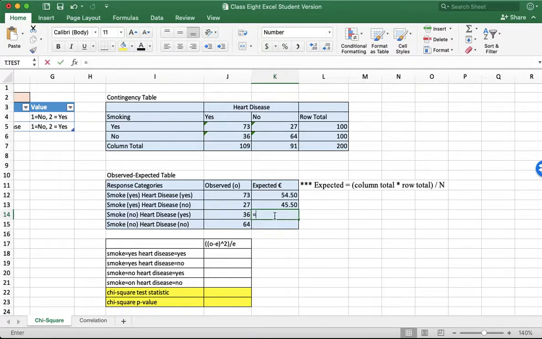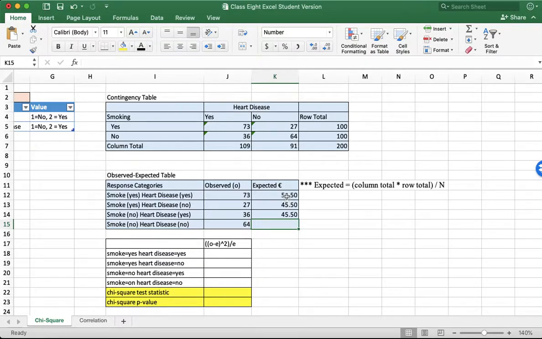Okay, now we're replicating this for our final two response options. Here we're multiplying the column total by the row total. So for the persons who did not smoke and did not have heart disease, we're focusing on K6 right here. Our column total is going to be 91, and we're multiplying that by 100, which is our row total, and dividing by 200.